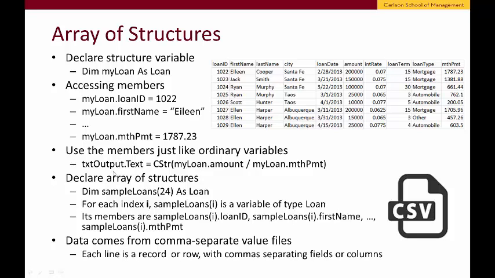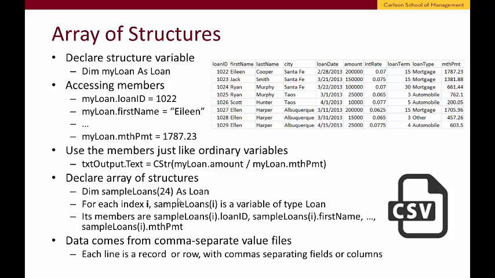To declare an array of structures, the next bullet down the slide, we do the same thing. That is, we use the Dim statement right here, the name of the array, sampleLoans, followed by open close parentheses, either explicitly specifying the array size, 24 as an upper bound, which is the size of 25 in this case, or doing it implicitly by reading from a text file, which is briefly discussed at the bottom here.